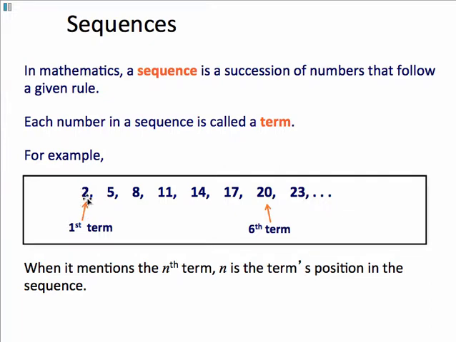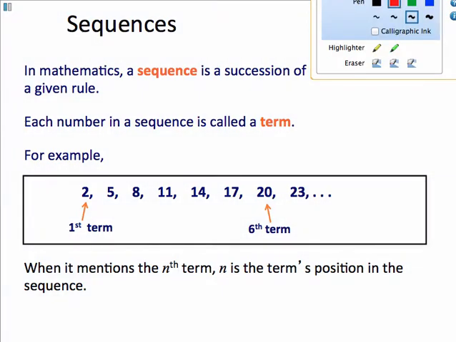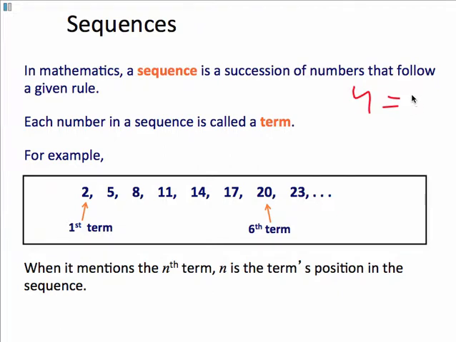And each number in the sequence is called a term. So the first term in this sequence is 2, the second term is 5, third term is 8, etc. The sixth term is 20. Now when we're looking at sequences, we also have what's called the nth term. Basically this means n is describing the term's position in the sequence. So for example, if I said that n equals 8, I would be looking for the 8th term in the particular sequence. If I said n equals 100, I would be looking for the 100th term in the sequence.